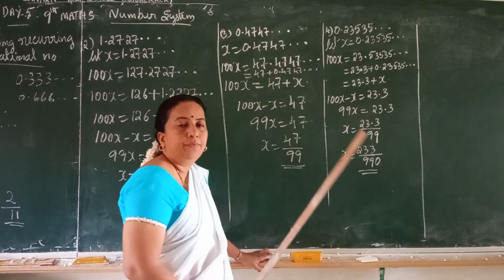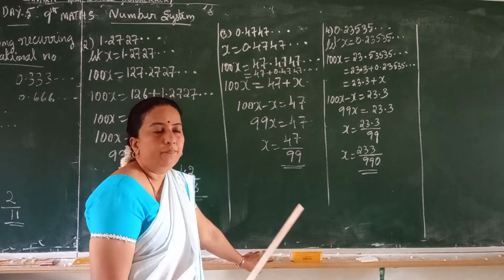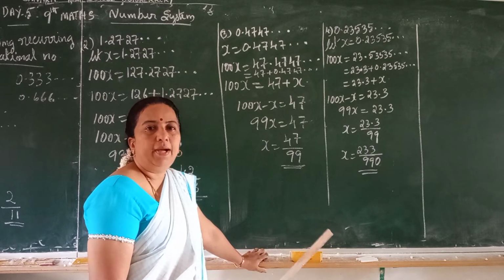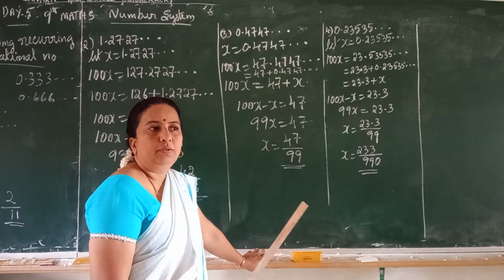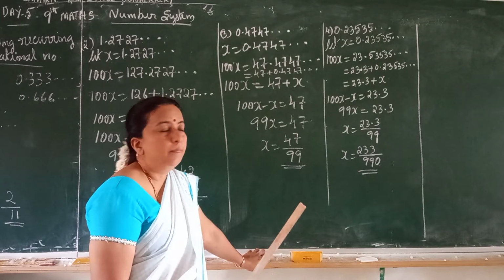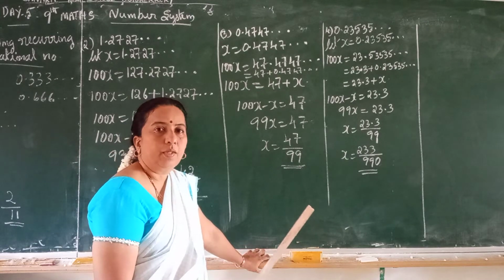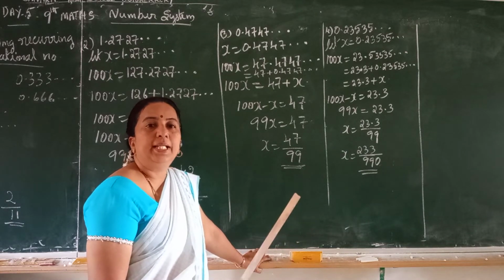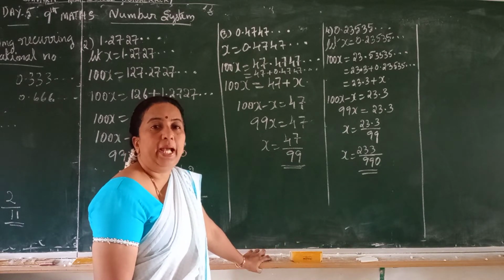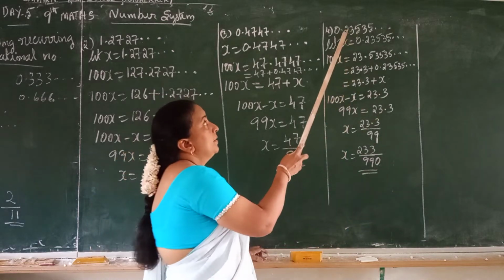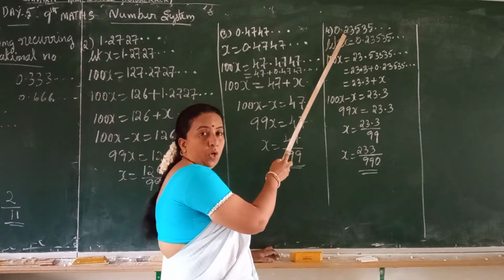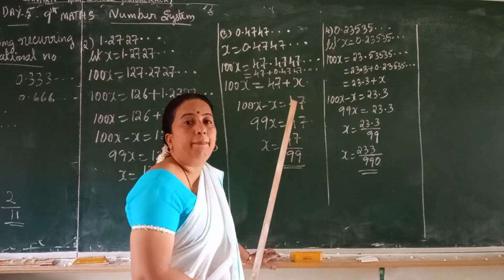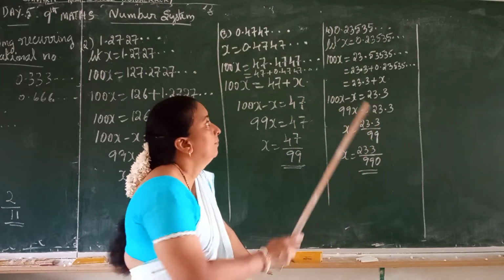0.2353535 and so on. Now, which are the digits repeating? You should be careful. Is 2 repeating? No. 353535 is repeating. Remember that one.